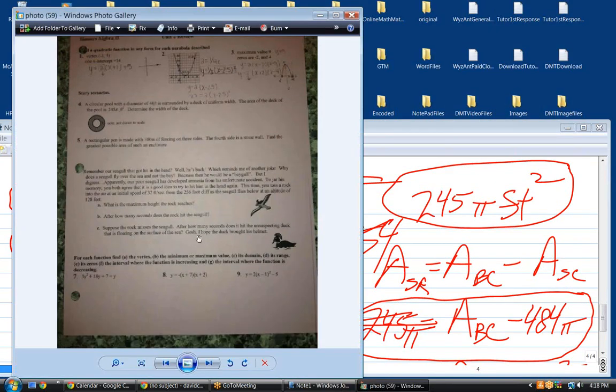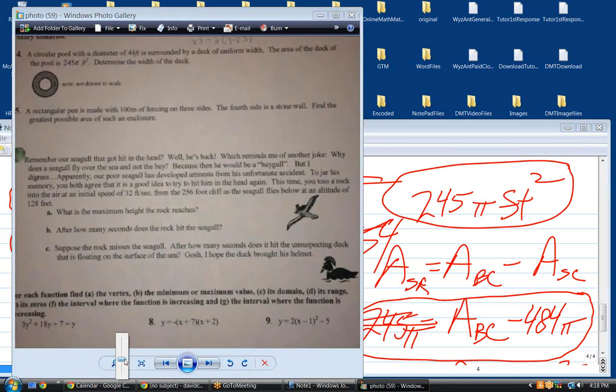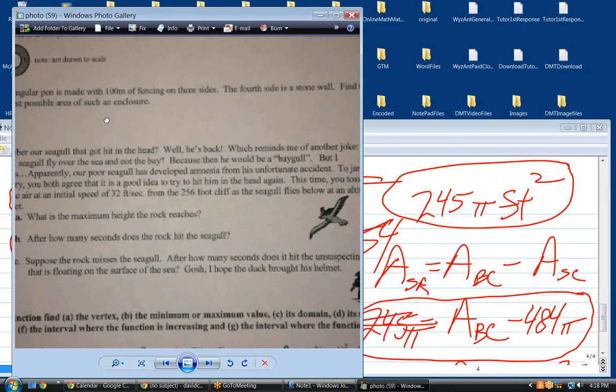Let's see. I think I can blow this up a little bit to see it. Yeah, I can just barely make out the numbers now. Okay.